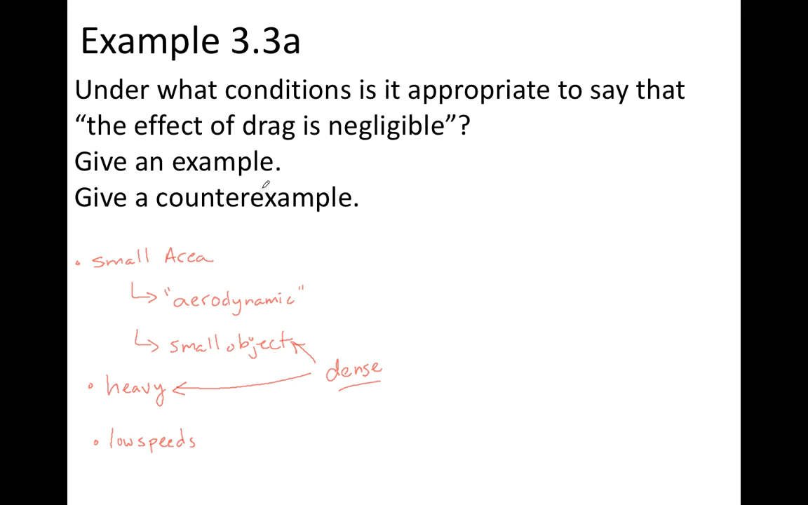So a counterexample: when are all of these factors not in play? Well, a good counterexample that I always think about is a beach ball. If you've ever played with a beach ball, the drag force plays a big role, and the motion of a beach ball will not be the same as the motion of, say, a baseball. The baseball isn't affected by the drag force very much, whereas a beach ball is.